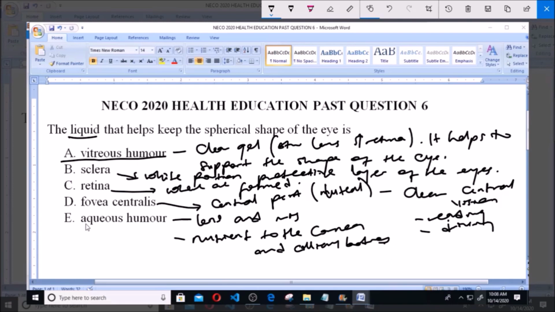Let me give a brief diagram. Don't mind my diagram, please, of the eye like this. These are the optic nerves. This is where the retina is usually located. This is our lens. The vitreous humor is found around this side, and the aqueous humor is usually found around the front. This vitreous humor that fills this space is what helps us maintain the spherical shape of the eye. So the answer to this question is the vitreous humor.